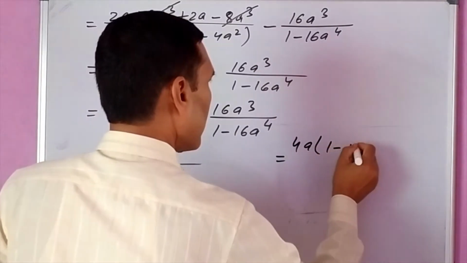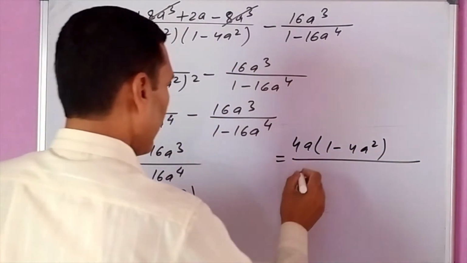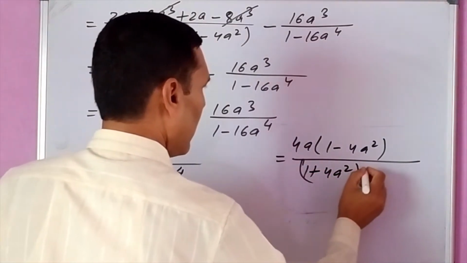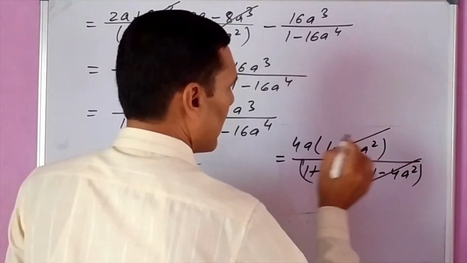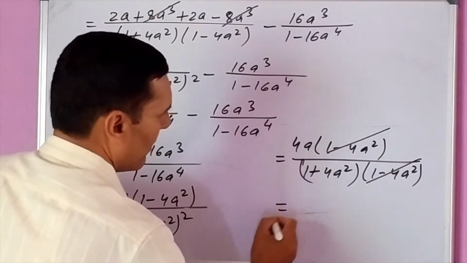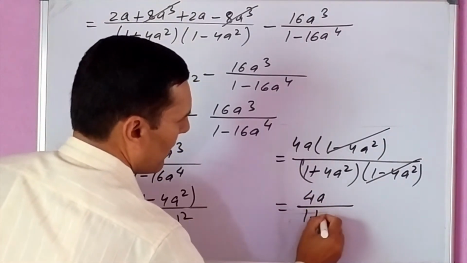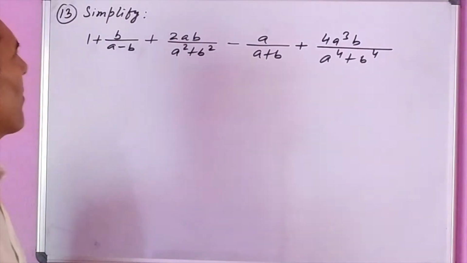4a times 1 minus 4a square upon a square minus b square, a plus b times a minus b, 1 plus 4a square times 1 minus 4a square. This 1 minus 4a square cancels, numerator and denominator. So what remains is 4a in the numerator upon 1 plus 4a square in the denominator. So this is the answer.